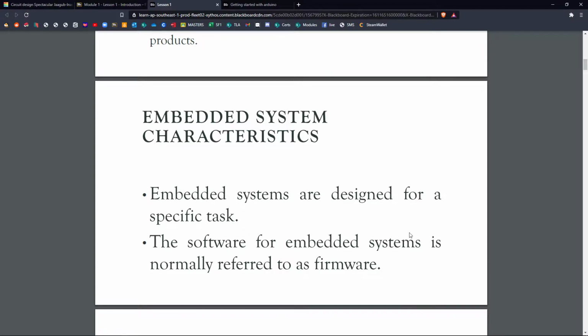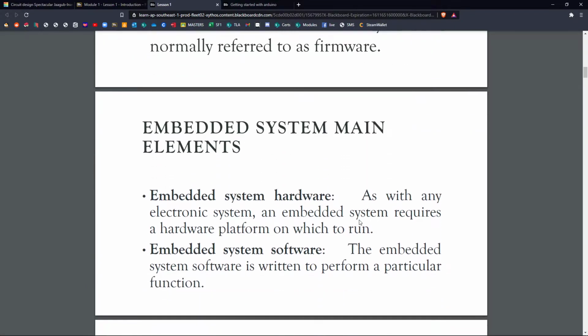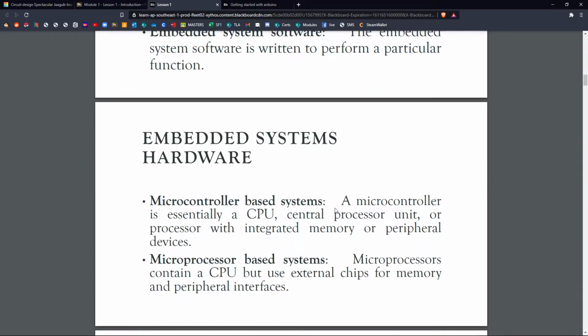So, moving on, we have discussed hardware and software earlier. Again, hardware includes the hardware platform on which the program runs, and the software is usually the program which makes the hardware function. Embedded systems can be classified into two: the microcontroller and the microprocessor-based systems.